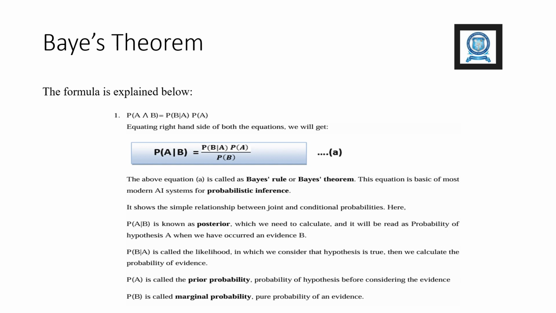Here, P(A|B) is known as the posterior, which we need to calculate, and it will be read as the probability of hypothesis A when we have observed evidence B. P(B|A) is called the likelihood, in which we consider that the hypothesis is true, then we calculate the probability of the evidence. P(A) is called the prior probability, the probability of the hypothesis before considering the evidence. P(B) is called the marginal probability, the pure probability of an evidence.